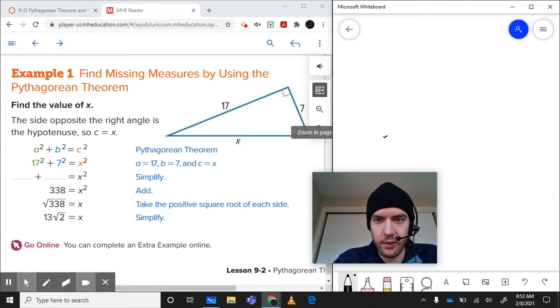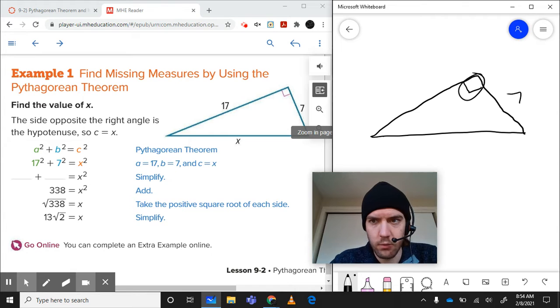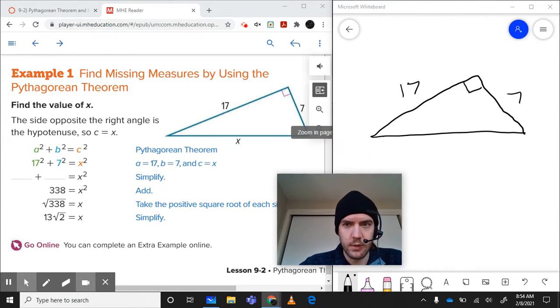When we say a squared plus b squared equals c squared, what we are referring to for a and b are the two smaller sides of the triangle. Specifically, you could say the two sides that are touching the right angle. So a and b in this case would be 7 and 17.